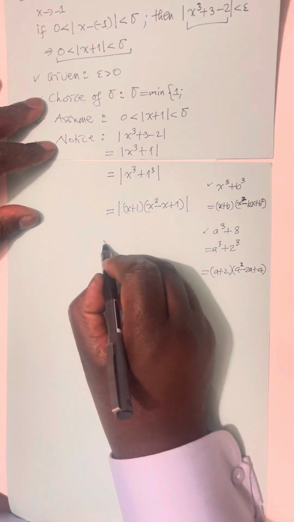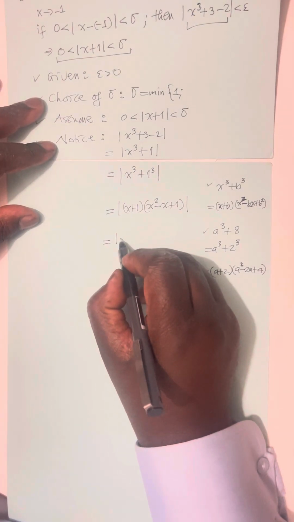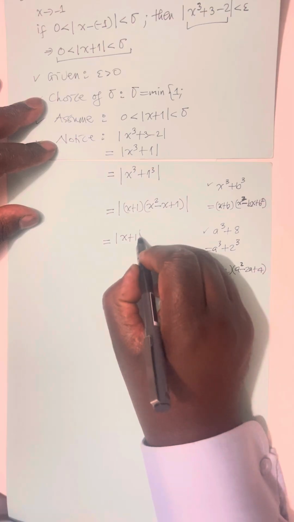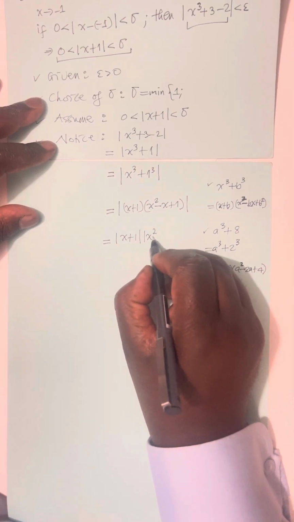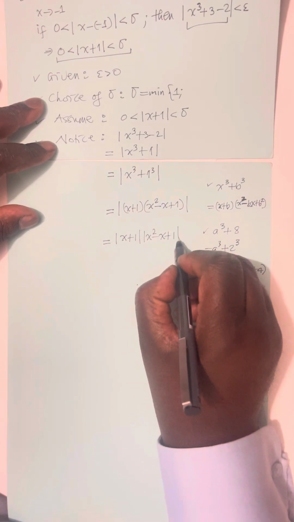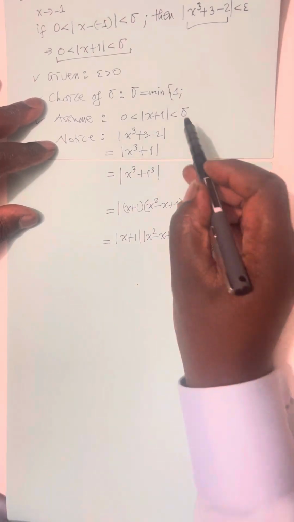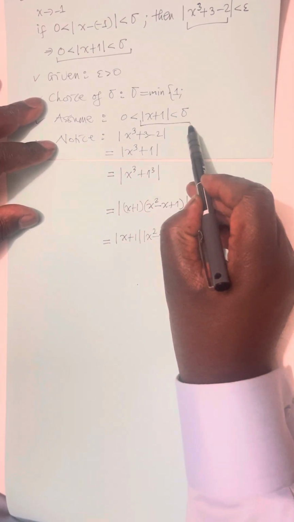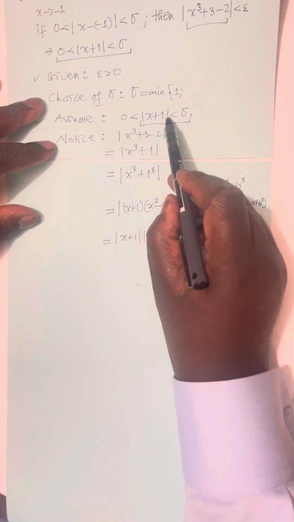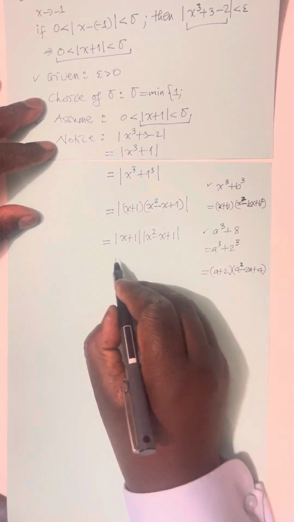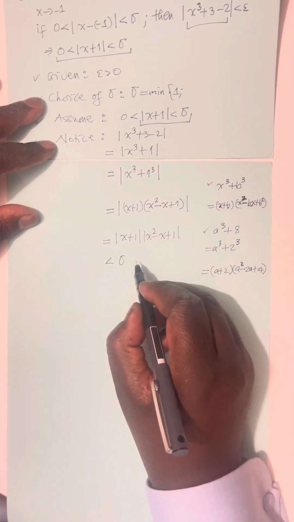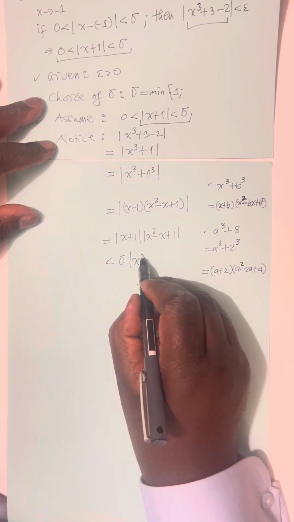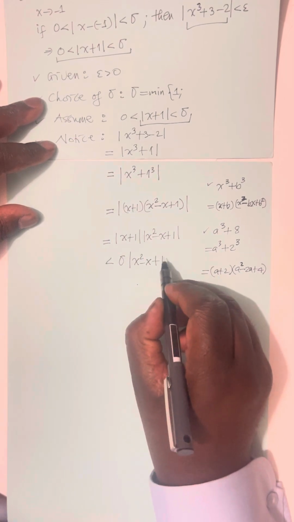Which is the same as the absolute value of x plus 1 times the absolute value of x squared minus x plus 1, like so. And if you check here, we said the absolute value of x plus 1 is less than delta. Over here, that means this will be less than delta times the absolute value of x squared minus x plus 1.